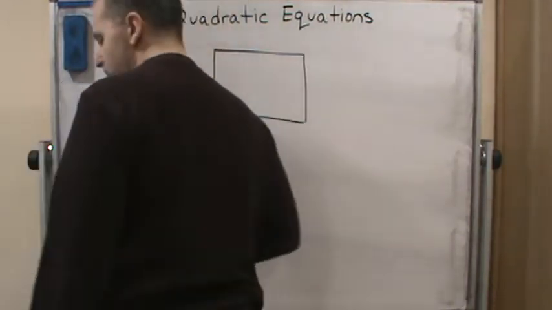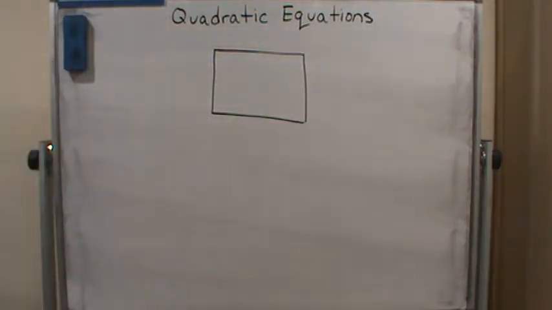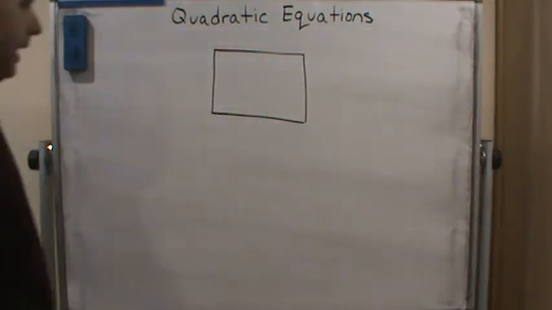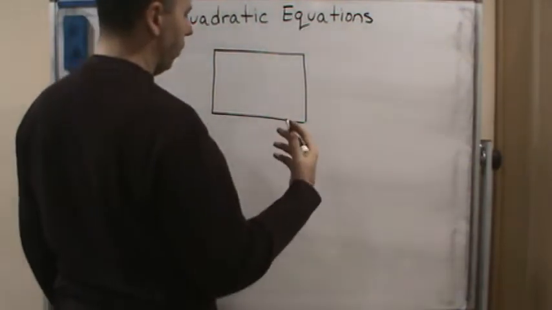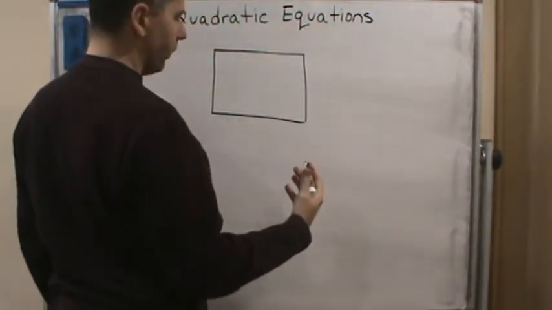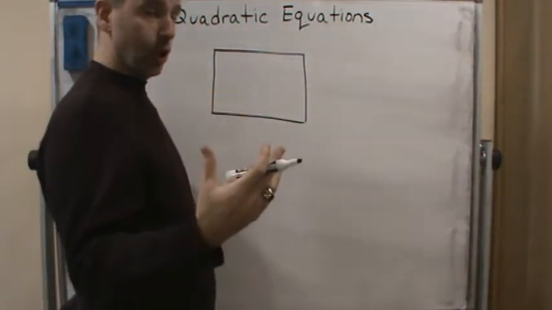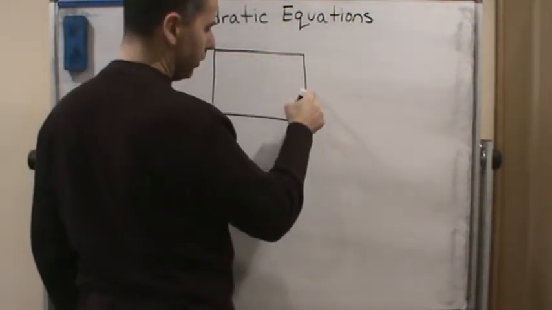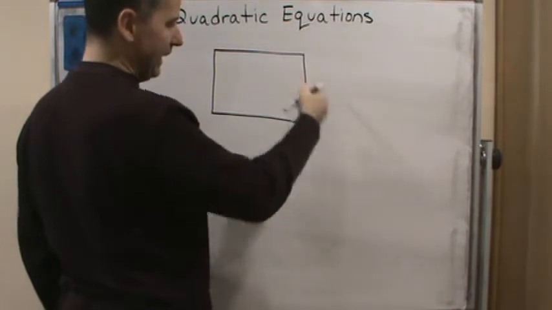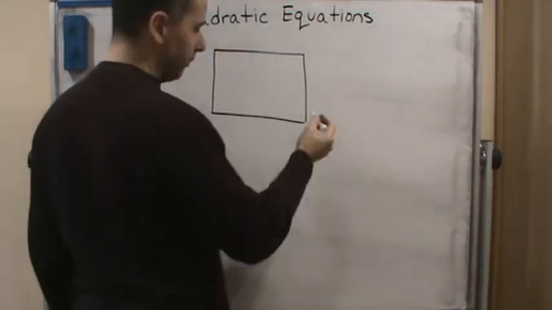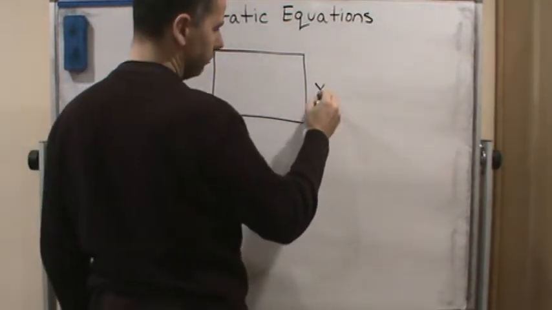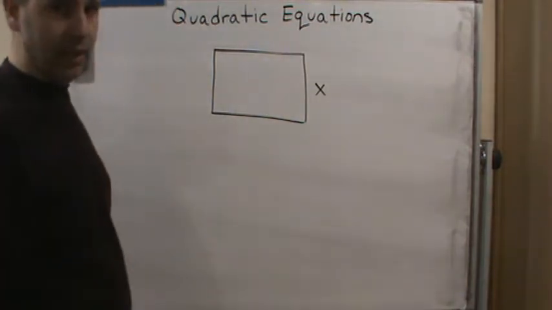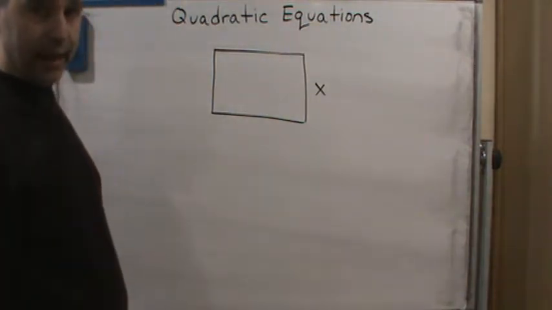Okay, what do we know? One side is 3 inches longer than the other side. Well, let's deal with the shorter side. So that means this side, let's say, is 3 inches longer than this side. Well, we don't know what this side is, so let's just give it a name. Let's call it X. Let's say X is the length of that side.